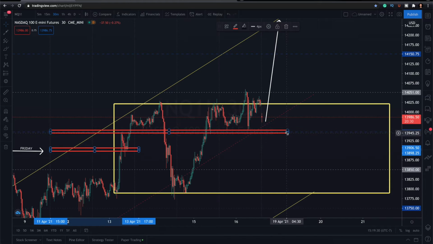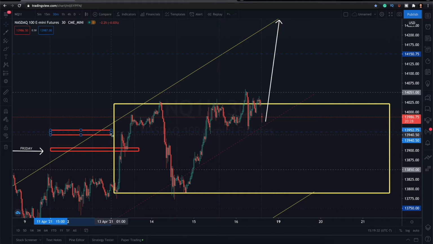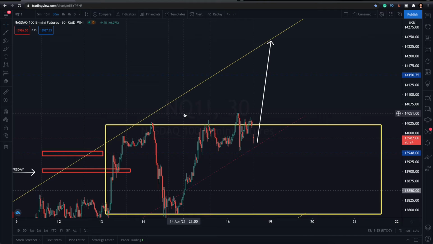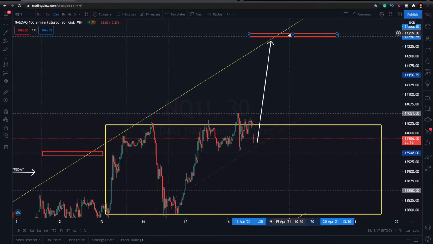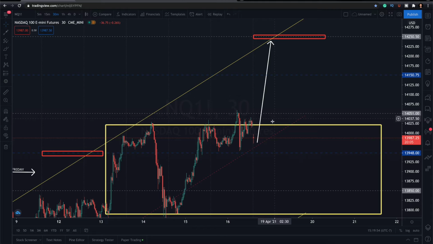So what can we expect to see from here? A few different things. I actually need one more level to plot, so bear with me here just a second, and there we go. So now what we can expect to see, if the bulls stay in control for the next trading session, we should see a very nice move towards the 14,250 level.